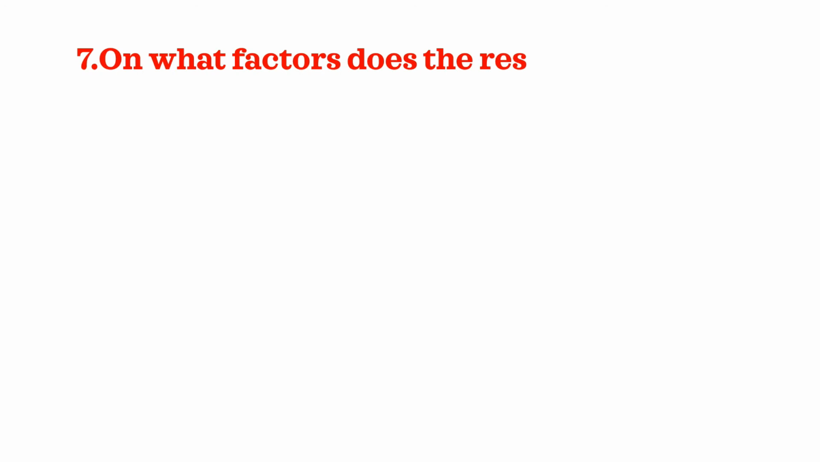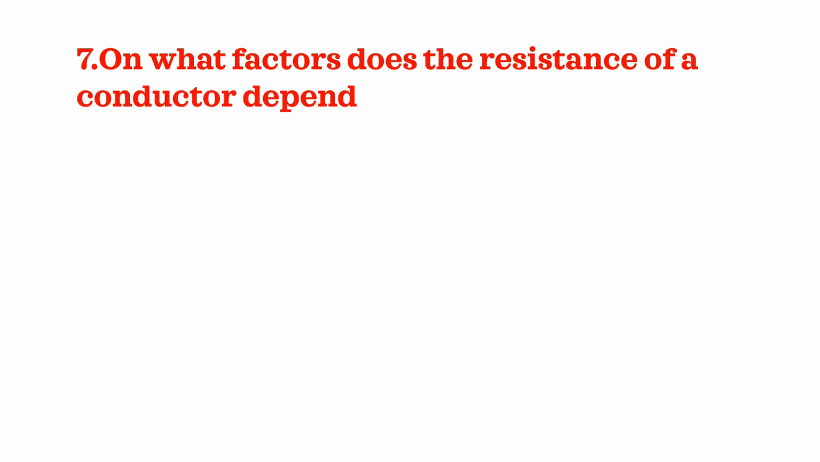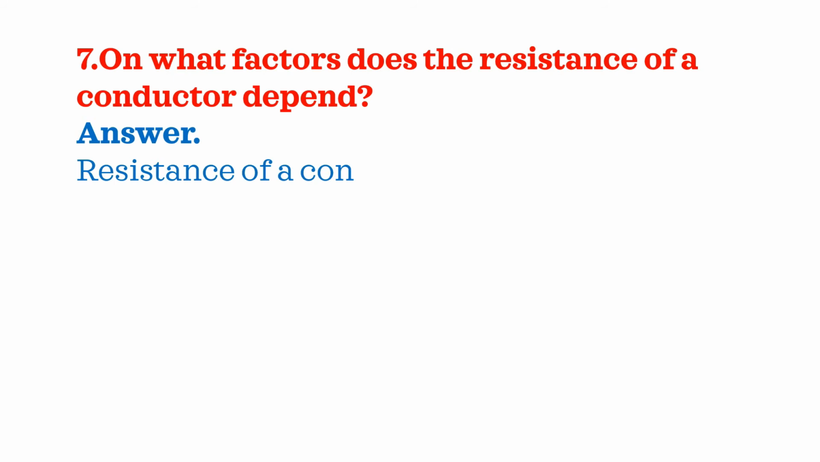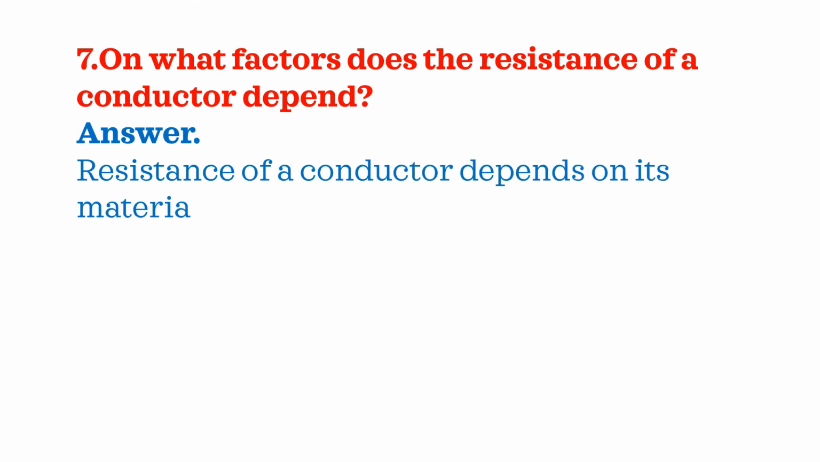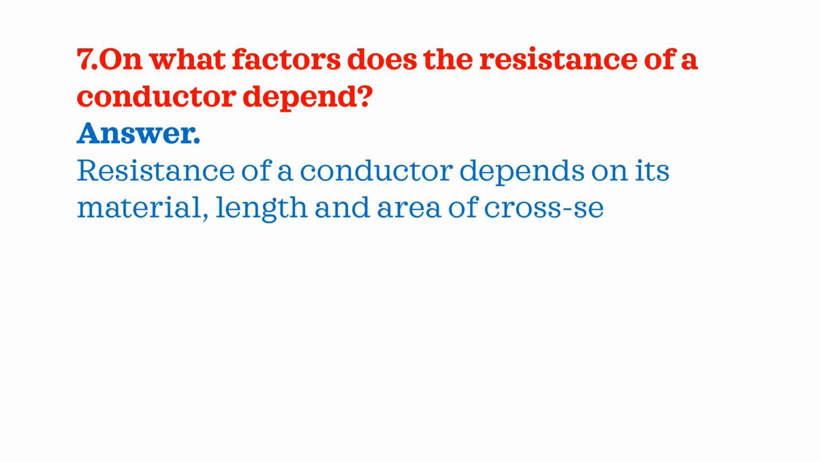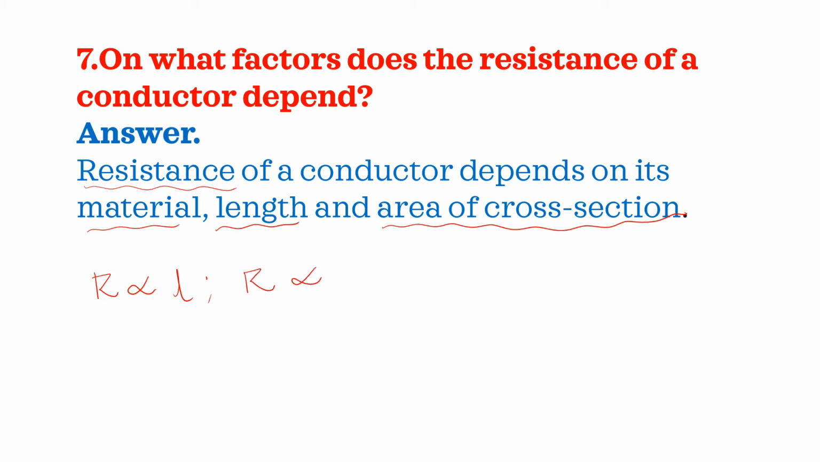Okay, next. On what factors does the resistance of a conductor depend? Here, the resistance of a conductor depends on its material, that is the nature of the material, the length of the conductor, and the area of cross section. Resistance is directly proportional to length L, and resistance is inversely proportional to the area of cross section.